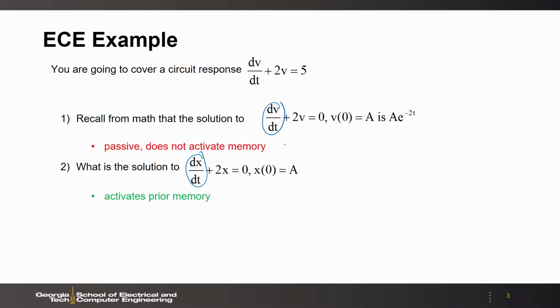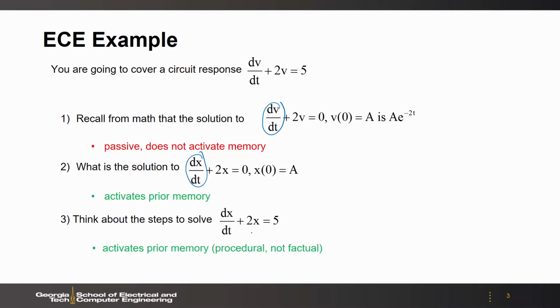And then another thing to do is to think about the steps. You ask them to think about the steps to solve that. And have them think about that or talk through what are the ways to solve that. And that activates prior memory. That is a procedural memory, not a factual memory. What are the steps to do this? And this is a deeper memory and will actually help you more in the class.